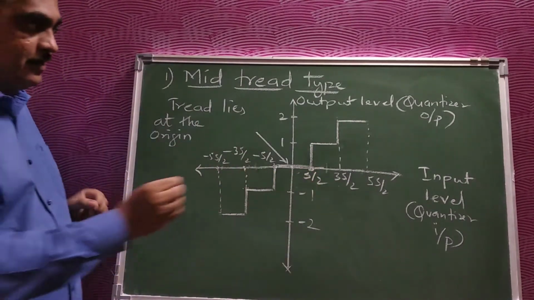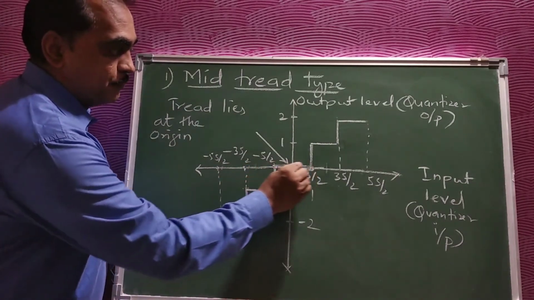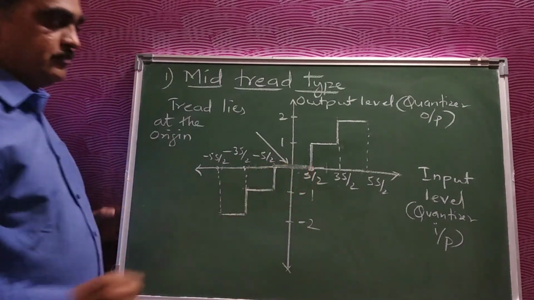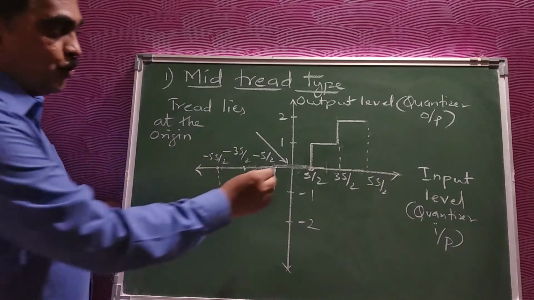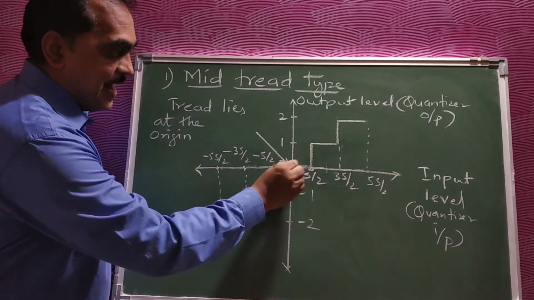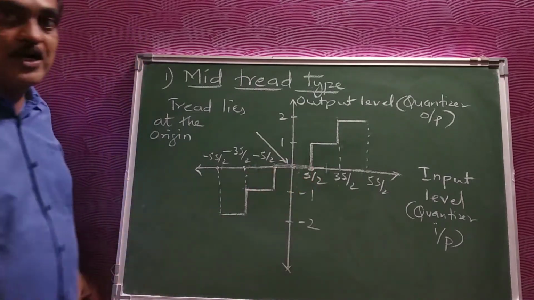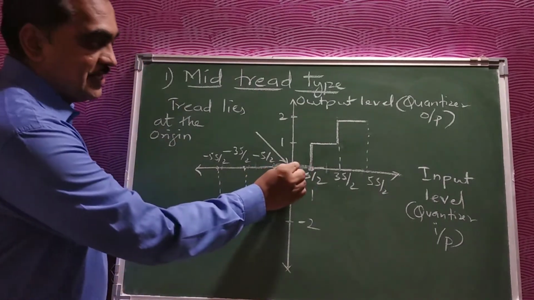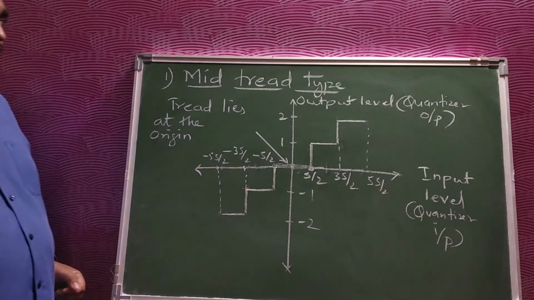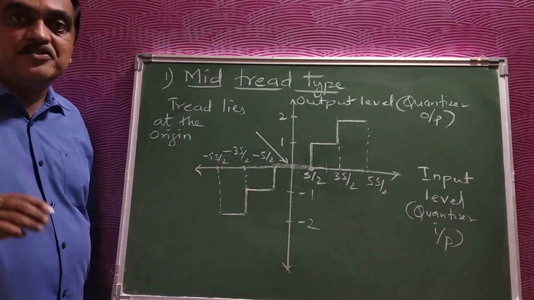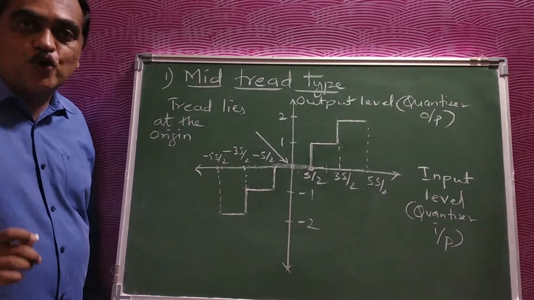But before that, for this step size, the output is 0. And the origin lies at the center of the tread. So this horizontal line, the step, is called the tread. And the origin lies at the center of the tread. So it is called mid-tread type of uniform quantization.